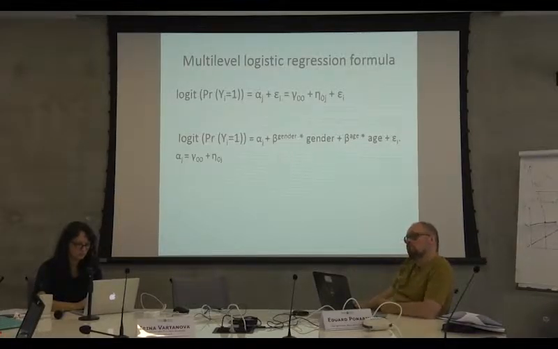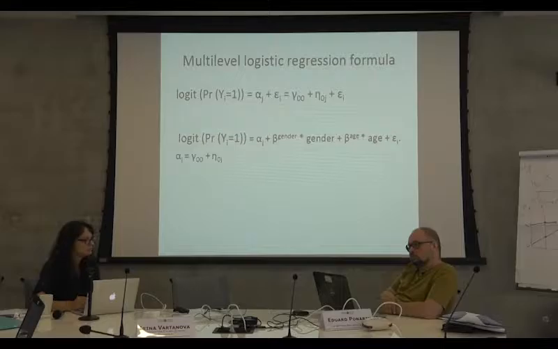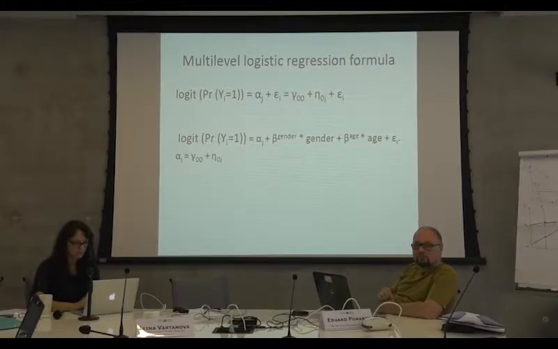Another difference is that for this empty model, you cannot calculate ICC in a regular way because individual level error terms are all the same. Therefore, the residual variance on the individual level within groups will always be fixed to 1. So the formula that I gave you for ICC will not work in the case of logistic regression.